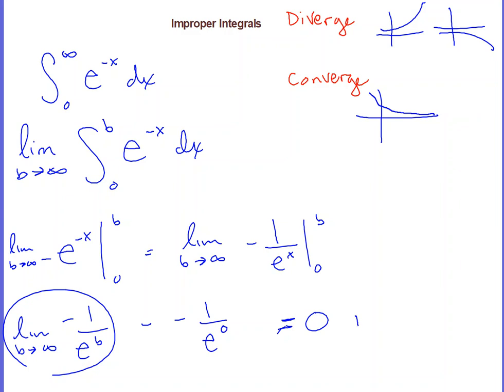The two negatives are going to become a positive. And we have 1 over e to the 0, and anything to the 0 power is 1. That all simplifies to 1. That's it.